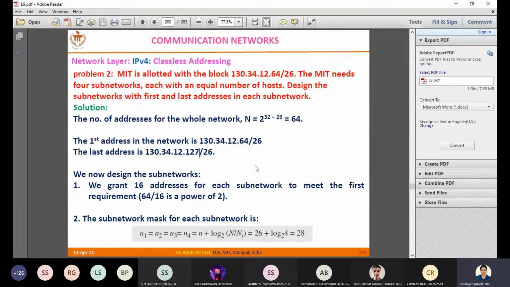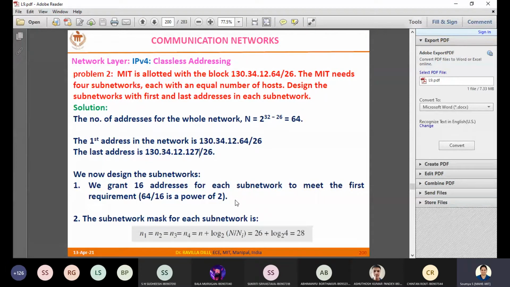So that gives you the last address, right? Now you know the first address of the block and the last address of the block. This you have to divide among 4 subnets. How do you do that? Out of 64, you have to give it to 4 subnets and all of them are equal. So obviously it would be 64 by 4, which is 16. So we grant 16 addresses for each subnet to meet the first requirement.